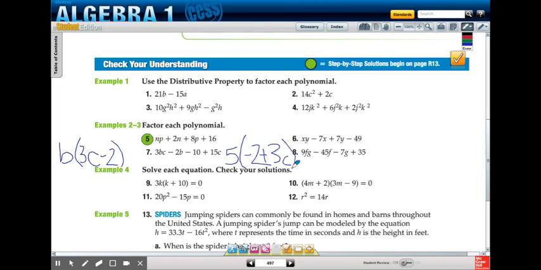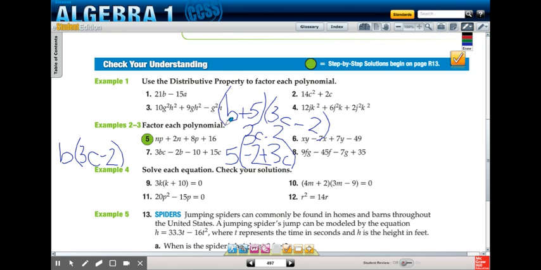B times 3C minus 2 and 5 times negative 2 plus 3C. Those are the same because you could just rewrite this one as 3C minus 2. There you go. And so then again, that would be B plus 5 times 3C minus 2.